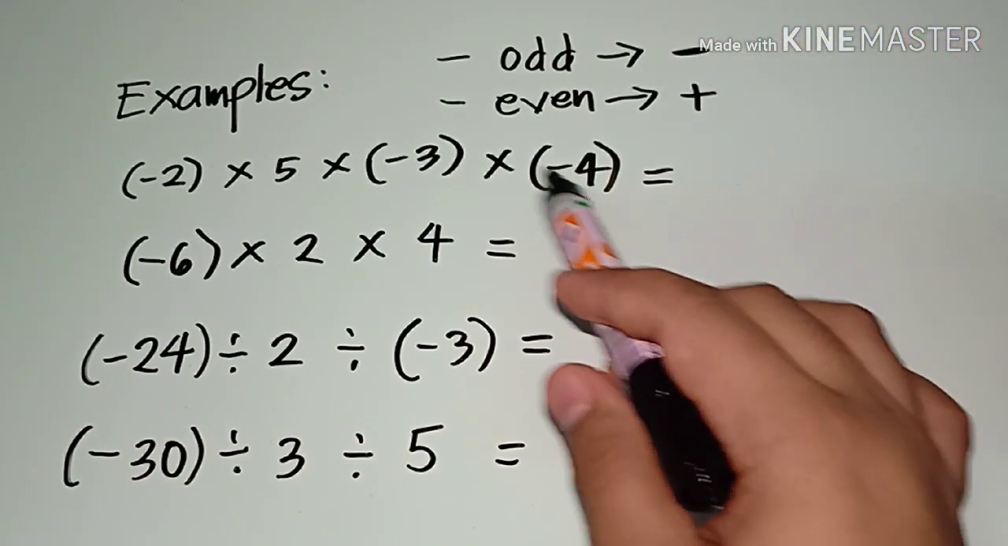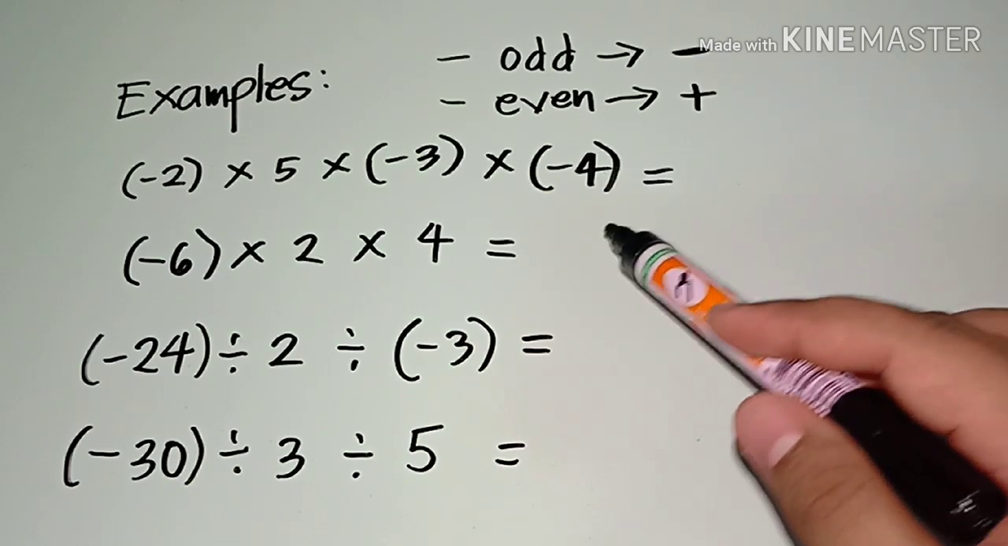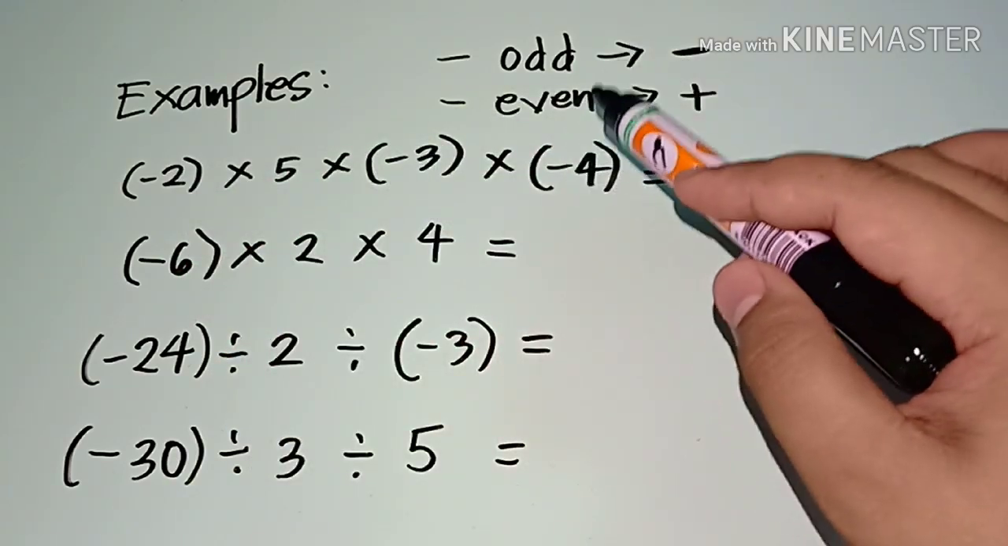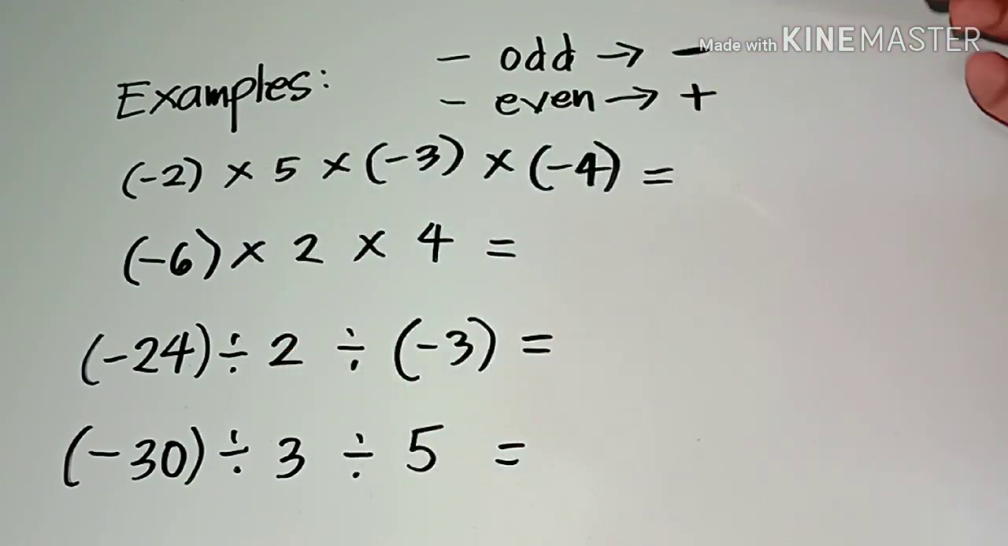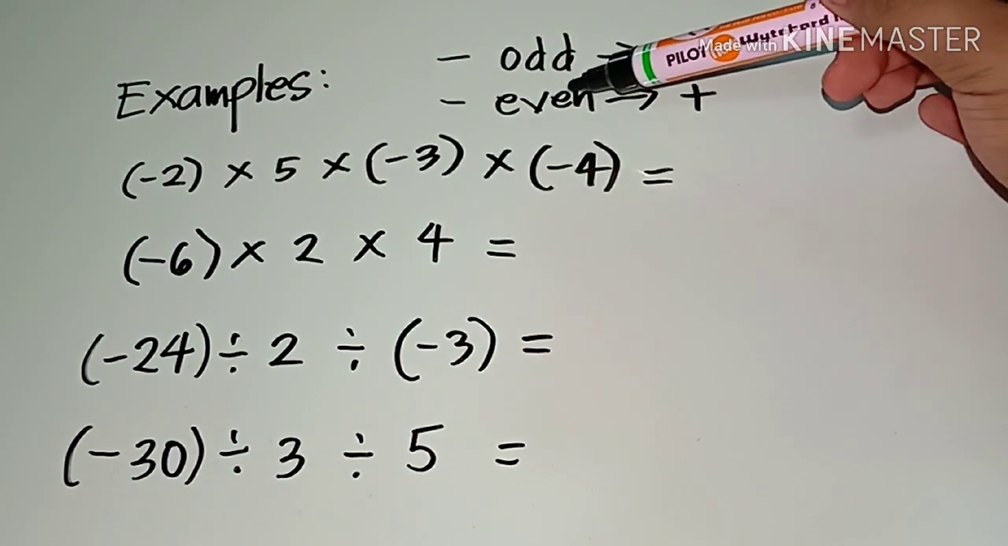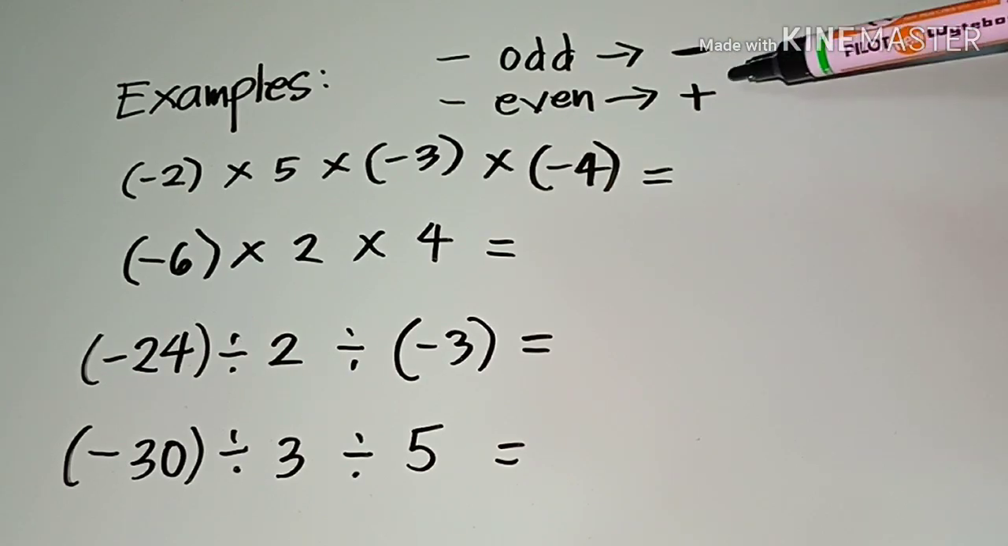Again, you just have to take note of the negative numbers. You will count the number of negative numbers there. If the number of negative numbers there is an odd number, then your answer is negative. If the number of negative numbers there is an even number, then it will give you a positive answer.